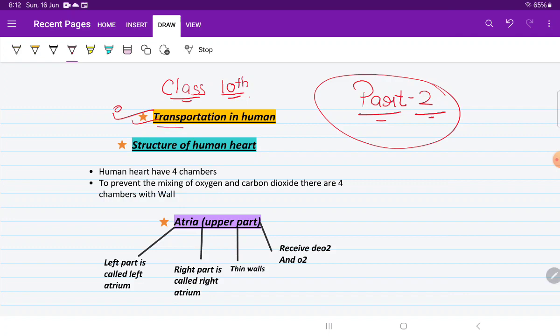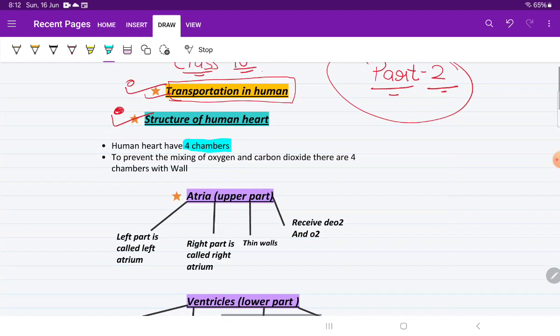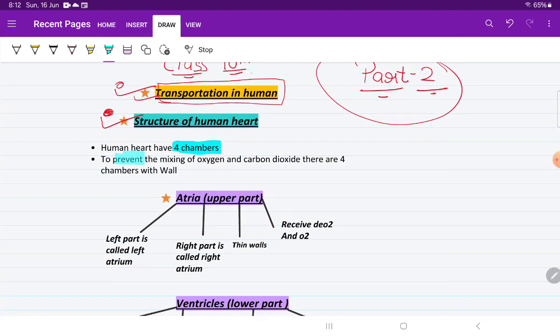First of all, transportation in human beings. Let's first understand the structure of the human heart. The human heart has four chambers. I am highlighting that part. It has four chambers to prevent the mixing of oxygen and carbon dioxide. There are four chambers with walls.